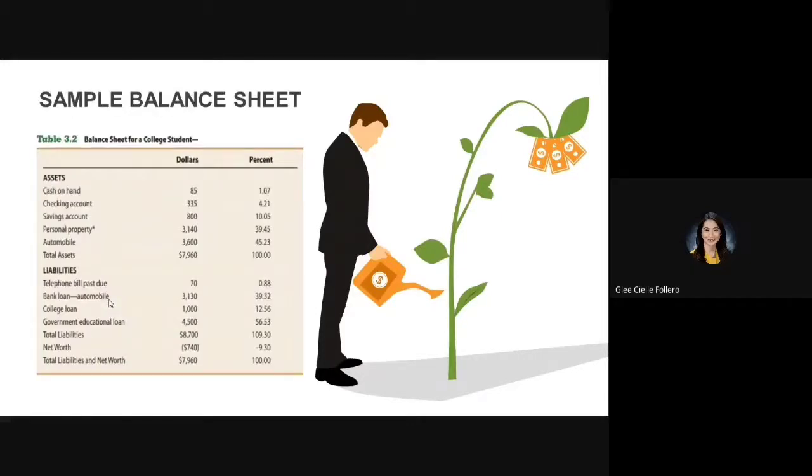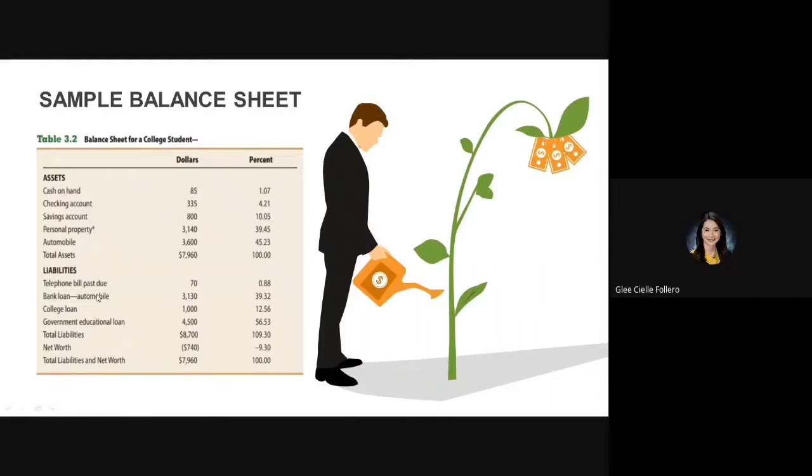So here is an example of a balance sheet. Balance sheet for a college student. So as you can see, there are assets, the liabilities, and the net worth. So ito, the amounts are expressed in dollars because our reference is an international book. So, naka-dollar siya. So, under assets, we have the cash on hand. So, meron siya ang checking and savings account. Meron siyang personal property. Meron siyang car. And then the total assets.